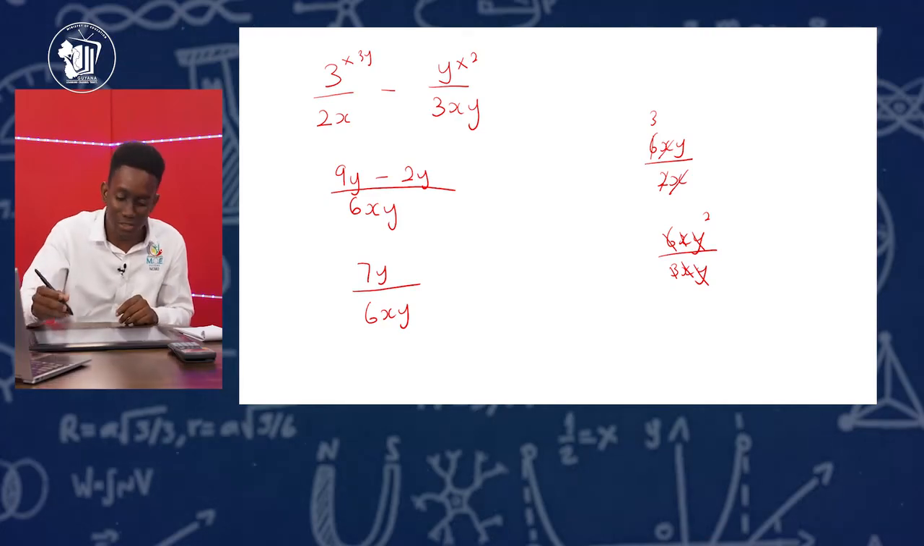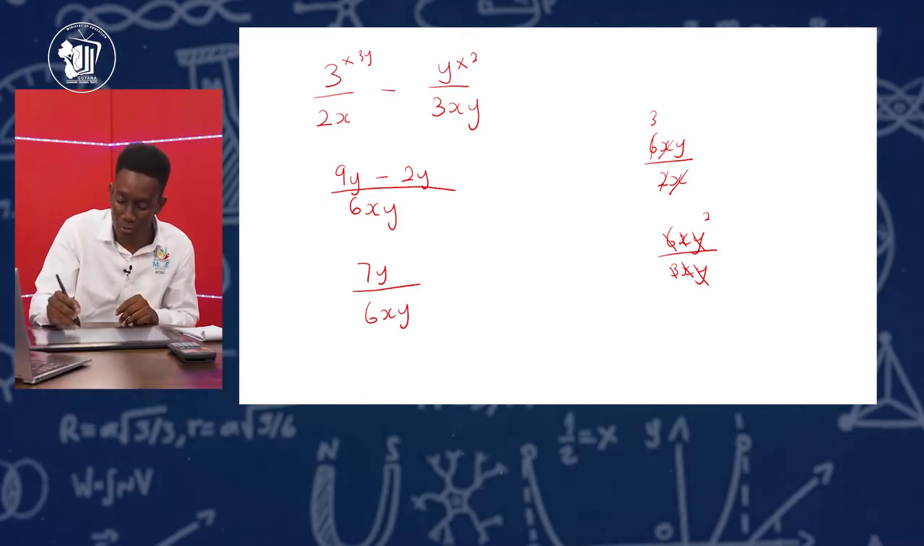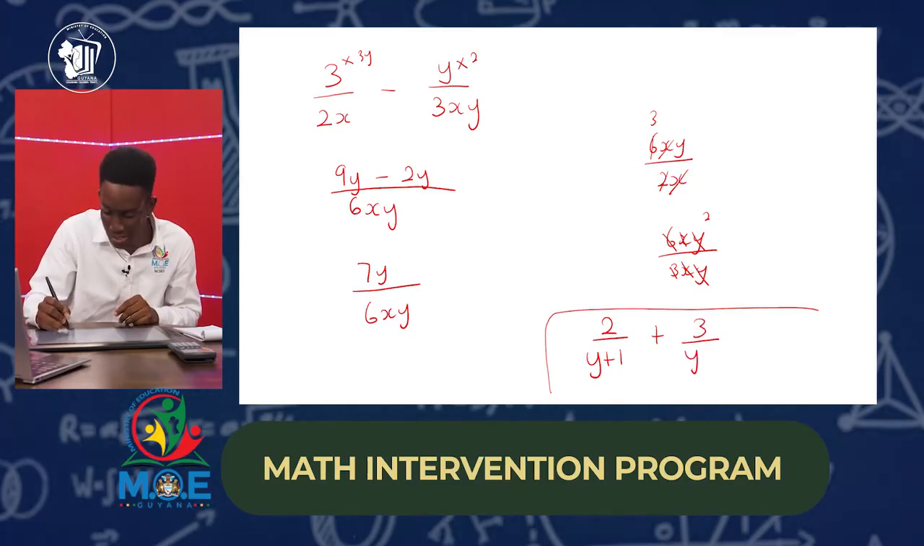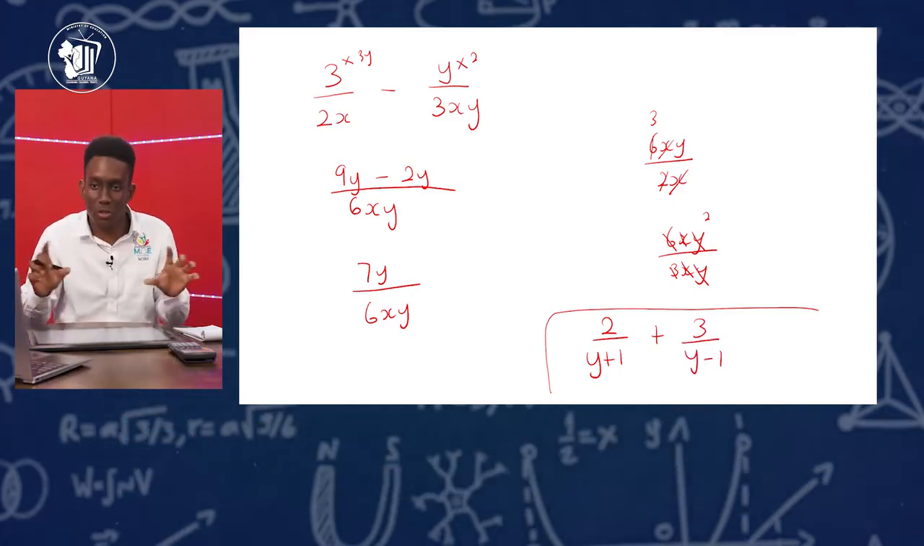And I will leave this one for you to try on your own. So it's 2 over y plus 1, plus 3 over y minus 1. So this is one you can try on your own.